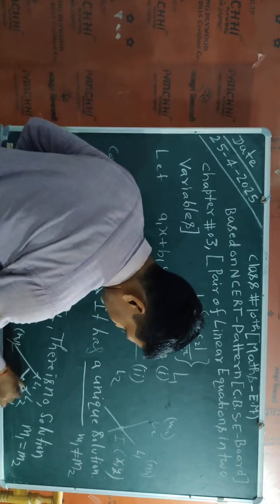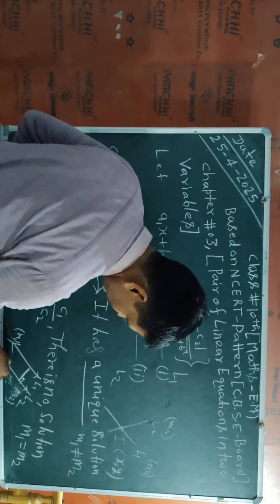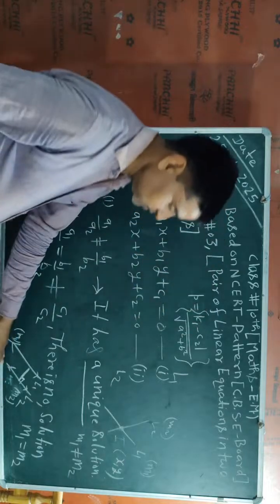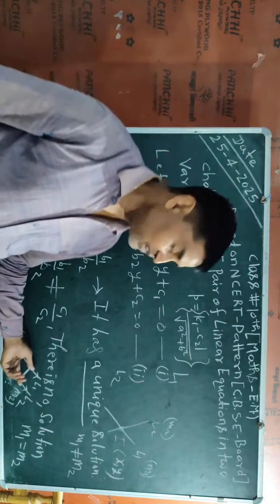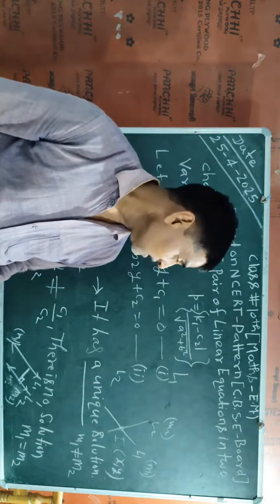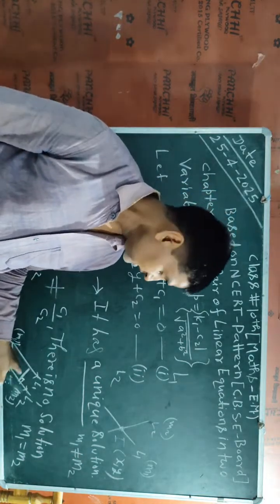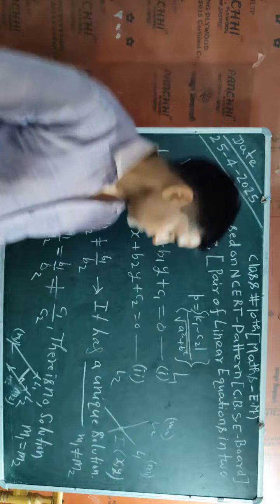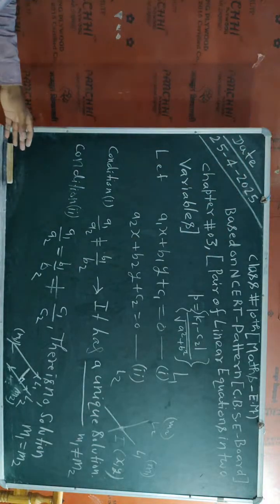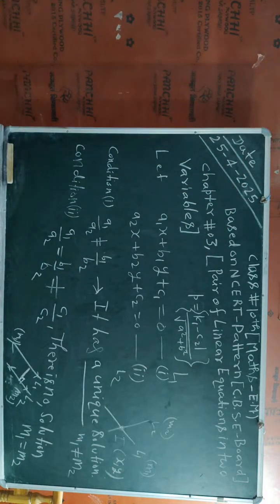This line will also go at plus infinity. This line will also go at minus infinity. But really both lines will not intersect at a certain point. Therefore, the point of intersection in this case will be 0. Okay, student. Now, third condition I have to also explain.